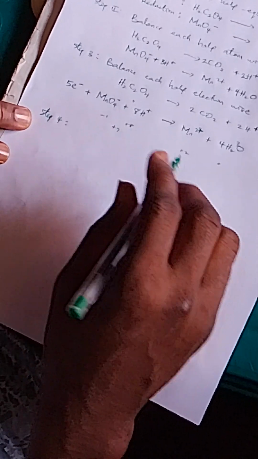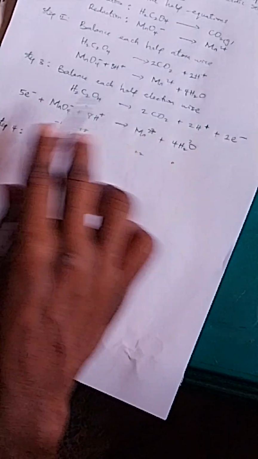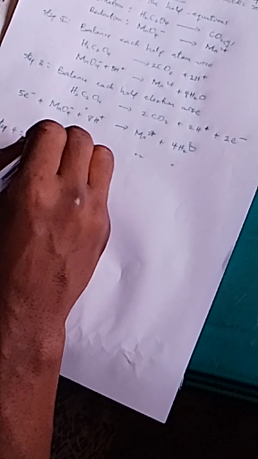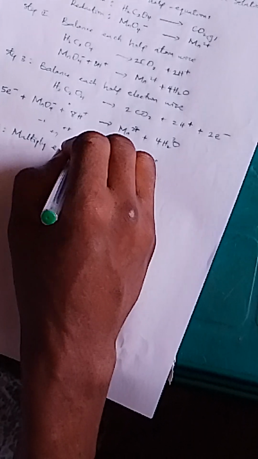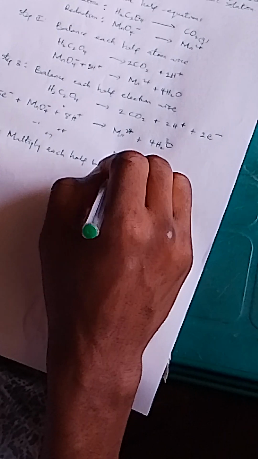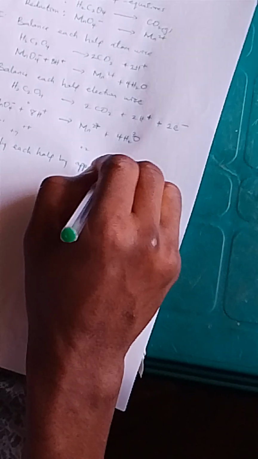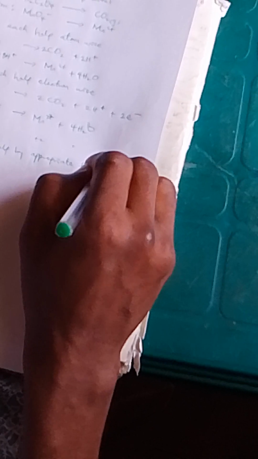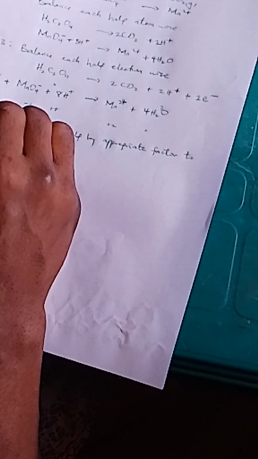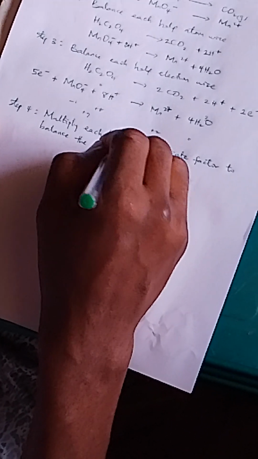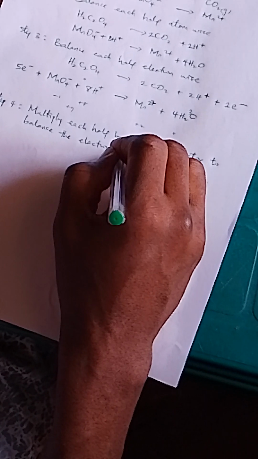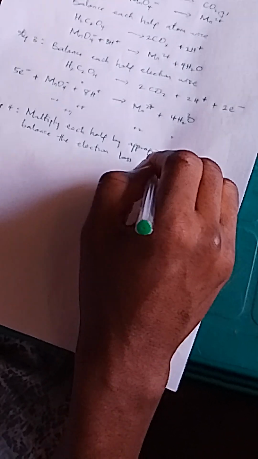So the next thing is for me, after balancing the atoms and the electrons, to ensure that the number of electrons on each side are the same. So for me to do that, I have to think of a factor that will multiply through each of these half equations. So the next step is to multiply each half by an appropriate factor to balance the electrons. Mind you, there are electron gain and loss in the oxidation and reduction, so it's to balance the electron loss and gain, as the case may be.